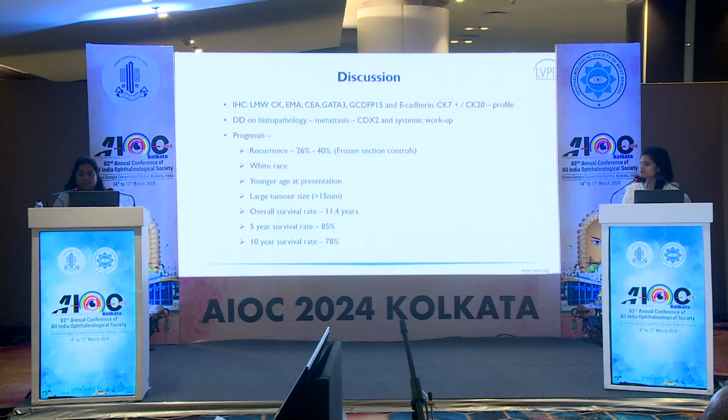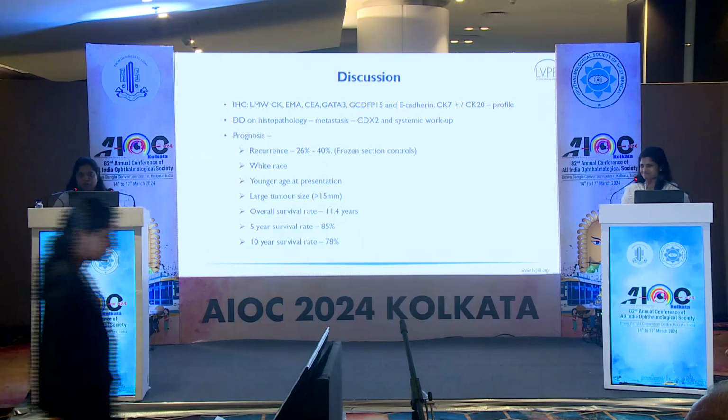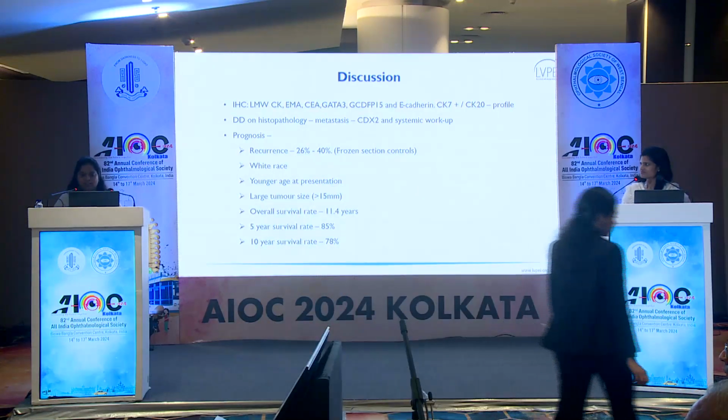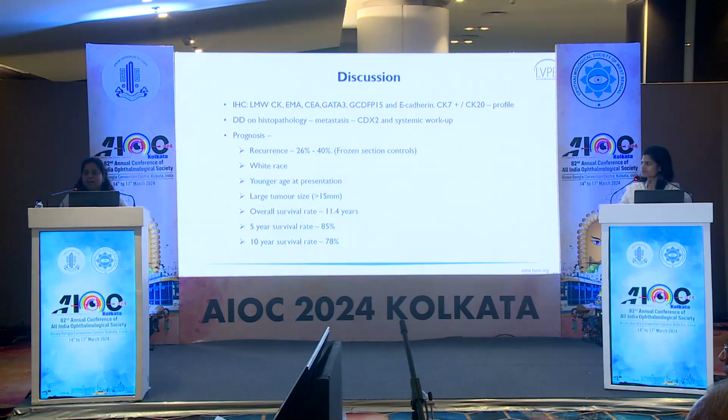And when the expression of synaptophysin and chromogranin is lost, then you can have this kind of appearance of the mucinous carcinoma. It's widely extensive, and for metastatic workup, you can also do CDX2 to rule out metastasis from other GI tract malignancies. And systemic workup is always advised.